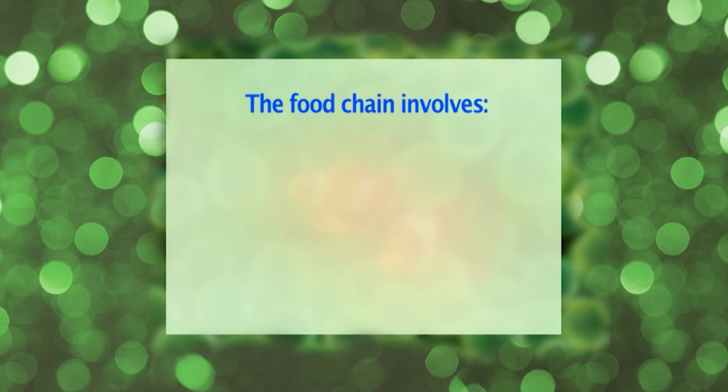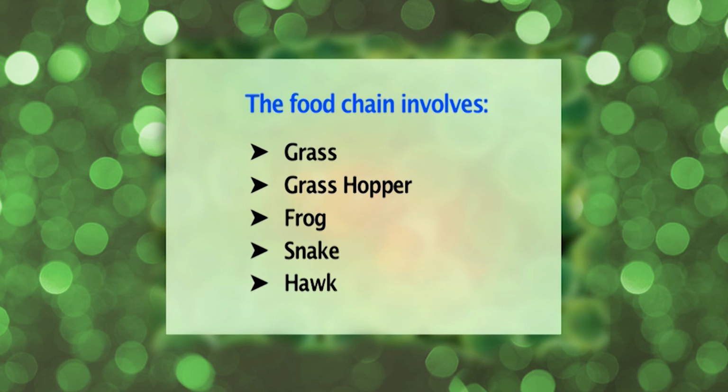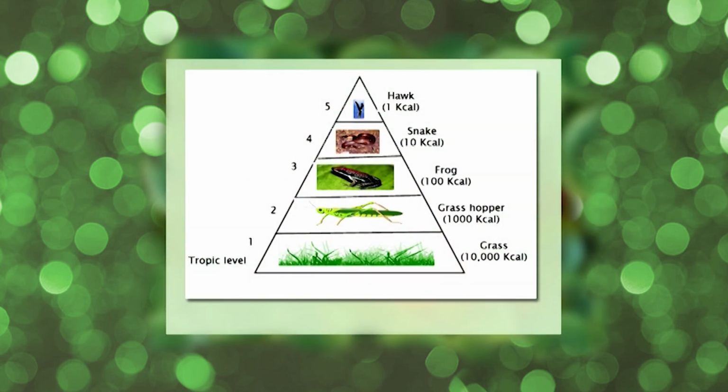Let us consider the example of food chain for showing loss of energy from one trophic level to another according to 10% law. The food chain involves grass, grasshopper, frog, snake and hog. Suppose grasses contain 10,000 joules of energy, then according to 10% law at grasshopper level there will be only 1000 joules of energy available, and similarly 100 joules at frog level, 10 joules at snake level and 1 joule at top carnivore level. This type of food chain occurs in grassland.